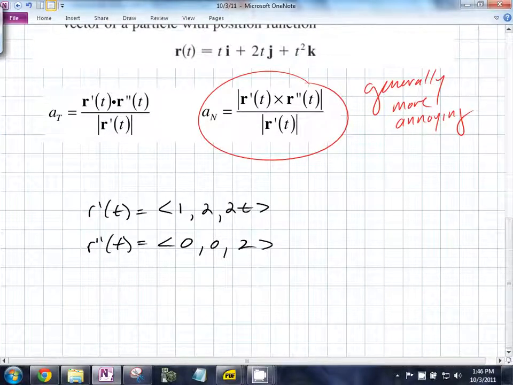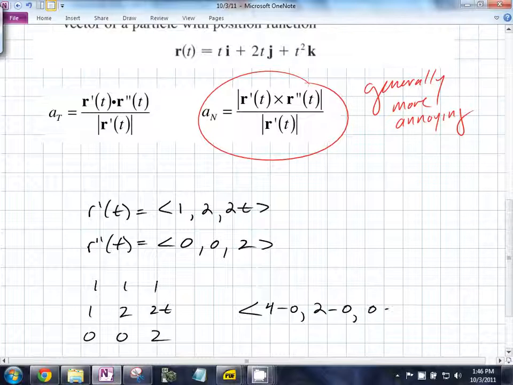I always have to write it out like this. 0, 2. So we're going to end up with a cross of 4 minus 0, 2 minus 0, and 0 minus 0. So you end up with, for the second one, it's negative, because it's negative. Thank you. Yep, it should be negative that. You're absolutely right. So there's our cross, right?